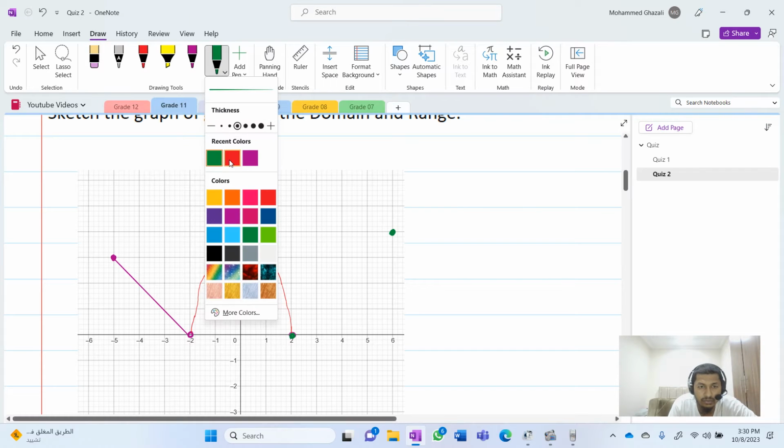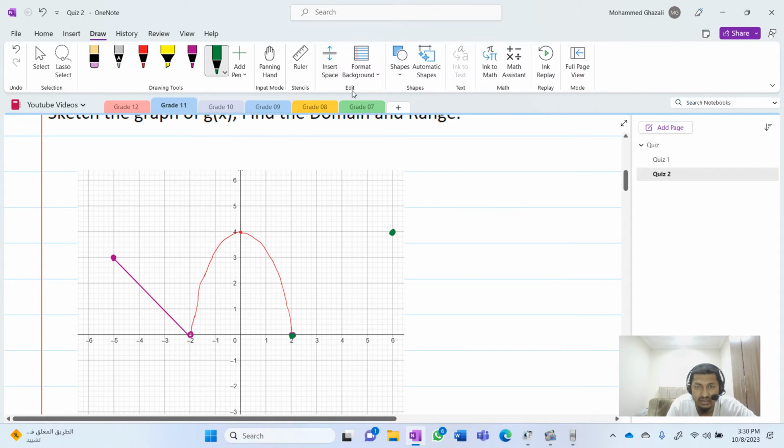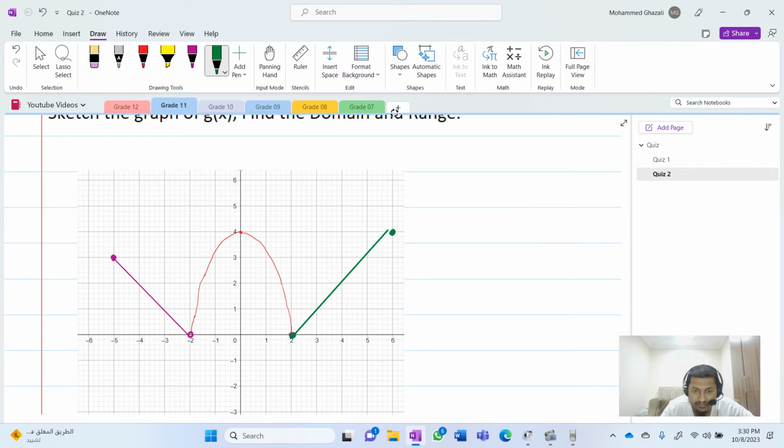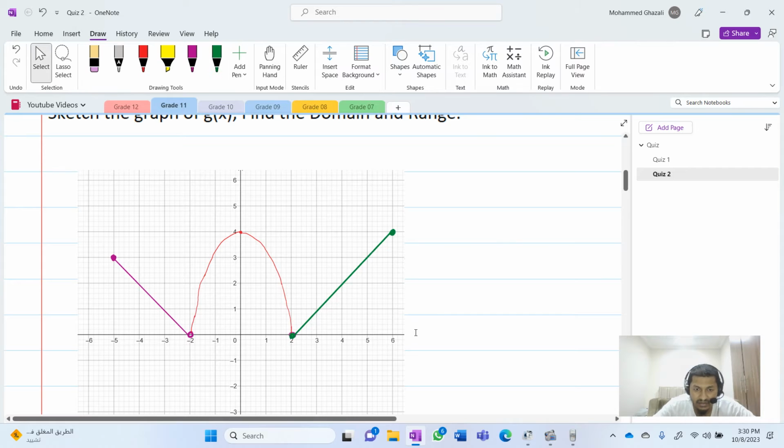And now we will draw the graph, a straight line. In order to draw a straight line, we just need 2 points and connect them. Right, so now I have my piecewise function, which is drawn in 3 parts, 1, 2, 3. Next question is find the domain and the range.